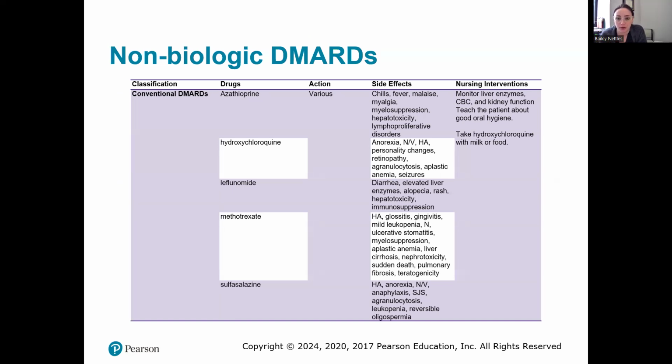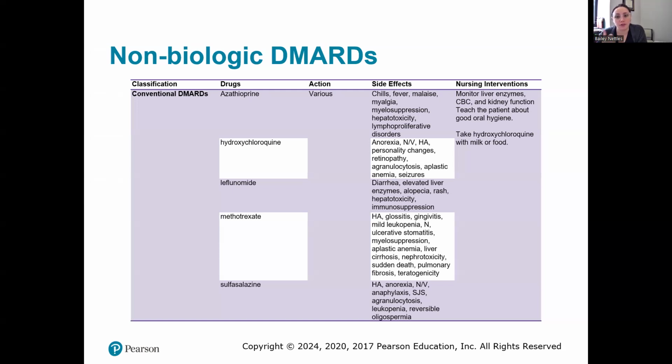So we have our non-biological DMARDs. The first one is azathioprine. Almost all of these have some kind of effect on the inflammatory cycle. These are non-biologic, so they're not something that's going to look similar to your body. It's going to be something else. So they're not going to block a certain type of inflammatory factor. They're just going to help reduce the inflammation, usually by suppression of your immune system. Almost all on both slides, they reduce your immune system.